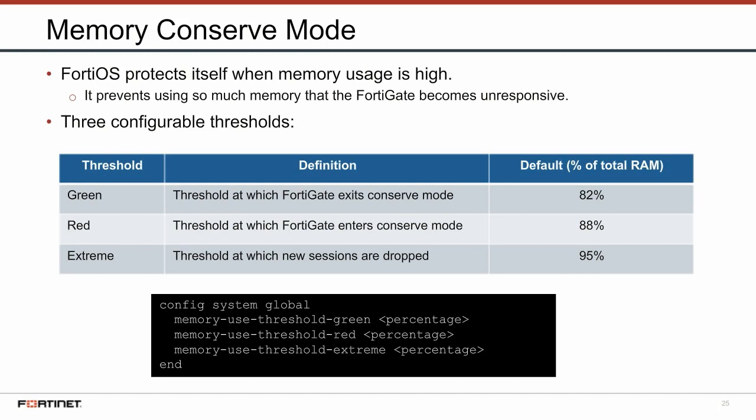3 different configurable thresholds define when the FortiGate enters into and exits from conserve mode. If the memory usage goes above the percentage of total RAM defined as the red threshold, the FortiGate enters conserve mode. The actions that the device takes depend on the device configuration. If the memory usage keeps increasing, it might exceed the extreme threshold. While the memory usage is above this highest threshold, all new sessions are dropped. The third configuration setting is the green threshold. If the memory usage goes below this threshold, the FortiGate exits conserve mode.